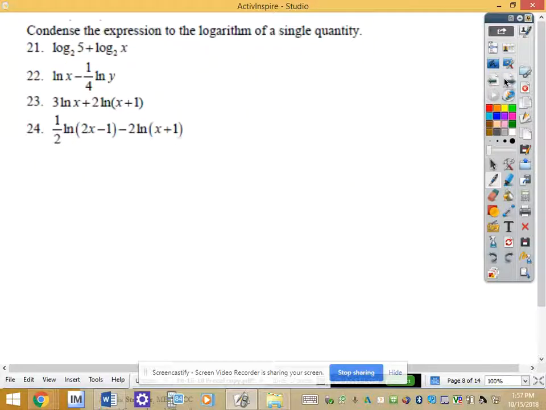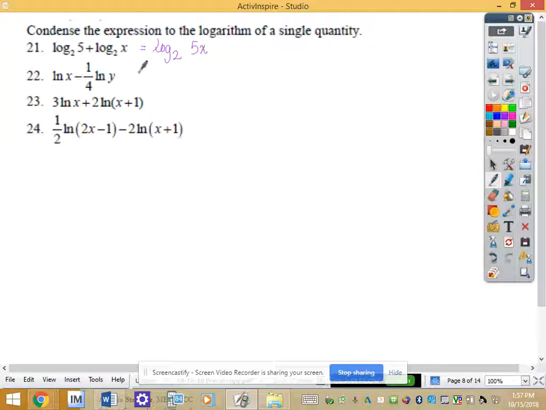For the next set of problems, you're simply doing the opposite of what you just did in expansion. So what I have in both of my terms is the log of base 2, and I know that this is 5. I have multiply because I have add, and I'm going to multiply that by x.